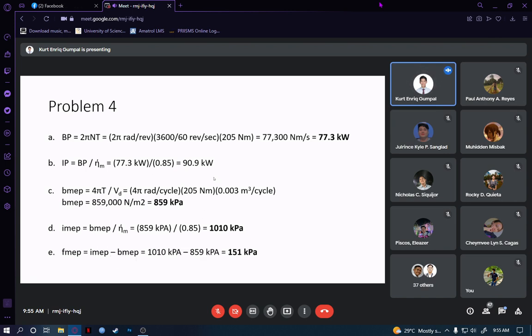Okay? Now, your FMEP is equivalent to the difference between your indicated mean effective pressure and your brake mean effective pressure. So, it's direct. 1010 minus 859, which is equivalent to 151 kilopascals. So, you got 5 down already.